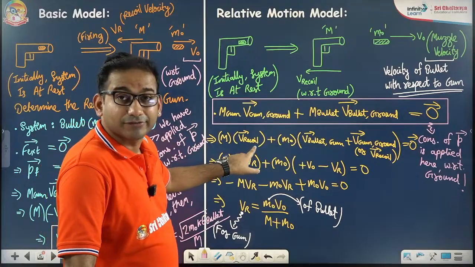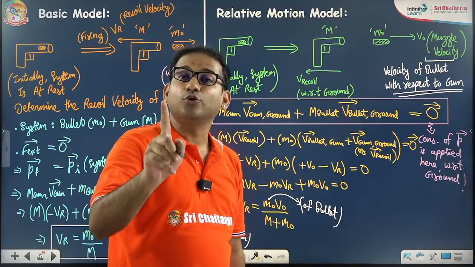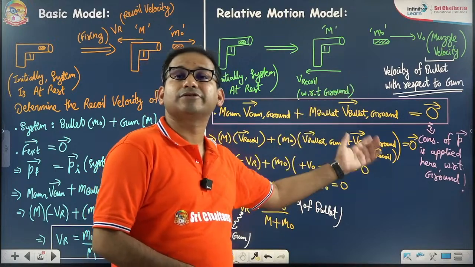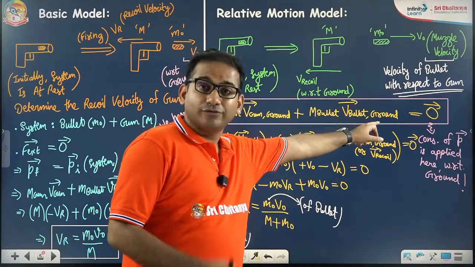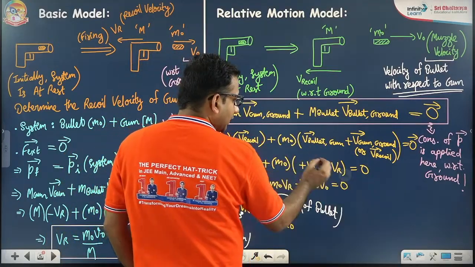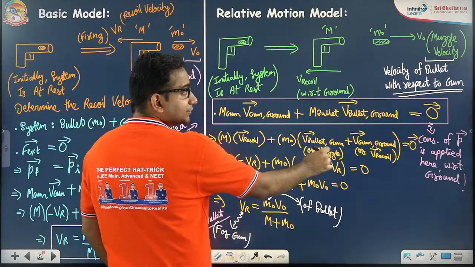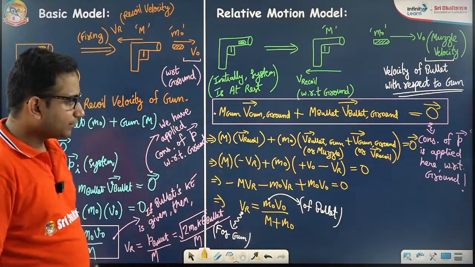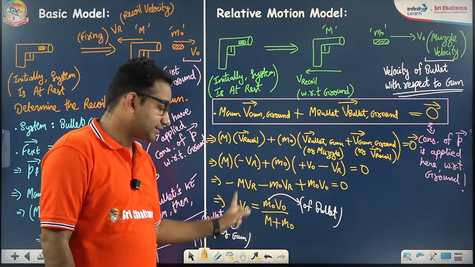Mass of gun times recoil velocity with respect to ground, plus bullet's mass times bullet velocity with respect to ground. Vectorially, bullet's velocity with respect to ground can be given by the vector addition of bullet's velocity with respect to gun plus gun's velocity with respect to ground, which is also called the recoil velocity. Bullet's velocity with respect to gun is the muzzle velocity. Gun's velocity with respect to ground is the recoil velocity. That is equal to 0. Once you put everything along with plus minus sign, forward positive, backward negative, you get the final answer as this.